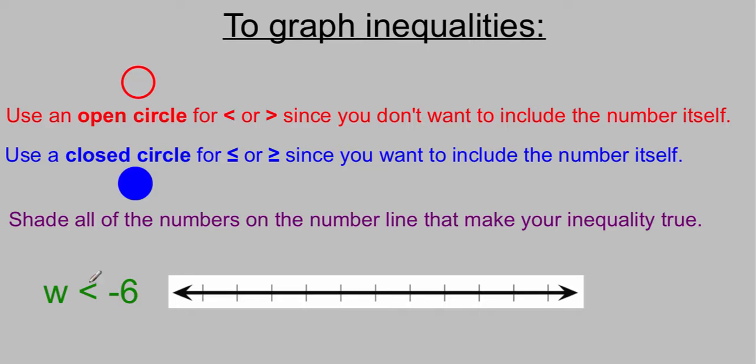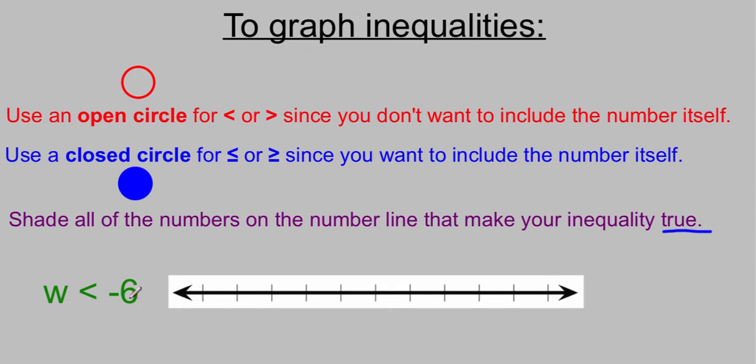Now for the part that you should have a pretty good recollection of from 6th grade, is graphing inequalities. This is where we take our inequality, we use an open or a closed circle. Open circle is when we don't want that actual number. So in this case, w is less than negative 6. So we don't actually want the number negative 6 because it's not equal to it. It has to be less than it. A closed circle is when we do want to include the number, when it can be equal to our number. So that's the less than or equal to or greater than or equal to. And then we shade in that side of the line that shows all the numbers that make your inequality true.